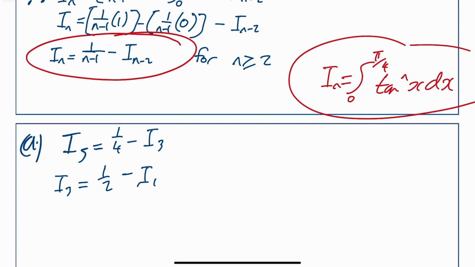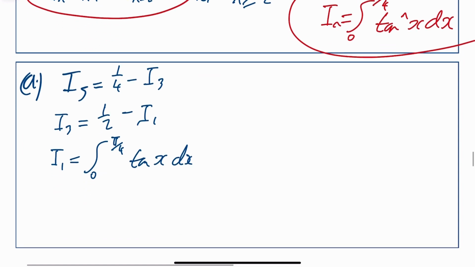Well, we have to just work out our I1. We can't go any lower than I1 with our reduction formula, so unfortunately we've just got to work out I1. So I1 is going to be equal to, and we're putting it into this formula on the left here, the integral from 0 to pi over 4 of just tan of x dx. And that is one that's given in your formula booklet, thankfully.